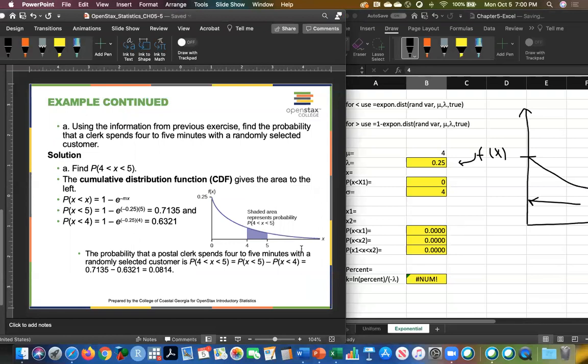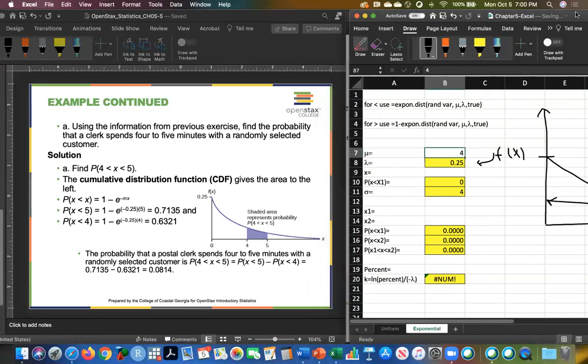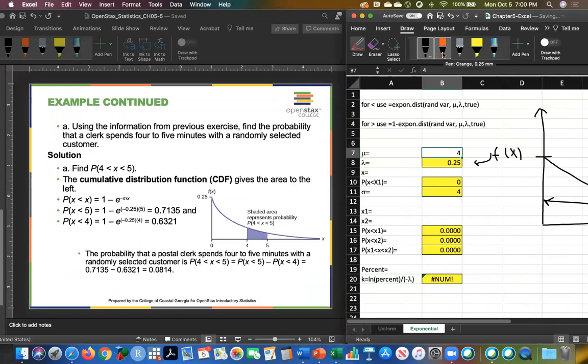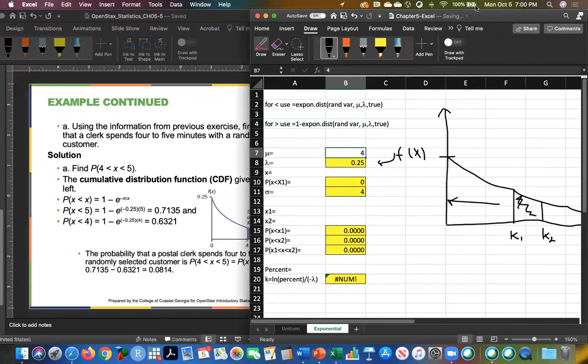To make the long story short, we are going to measure the area under this curve. For example, it says using the information from the previous exercise, find the probability that the clerk spends 4 to 5 minutes. So let's do something first. Let's say what might be the probability that the clerk is going to spend less than 5 minutes, right? The mu is 4, but I want to find the area that tells me the probability that this person is going to spend less than 5 minutes. So I'm going to type 5 here, and I'm going to get that probability.